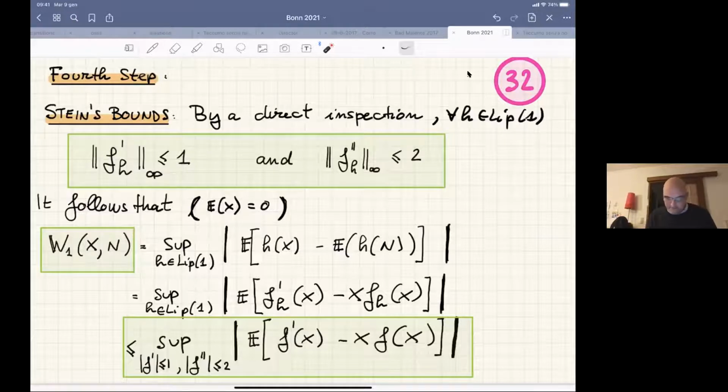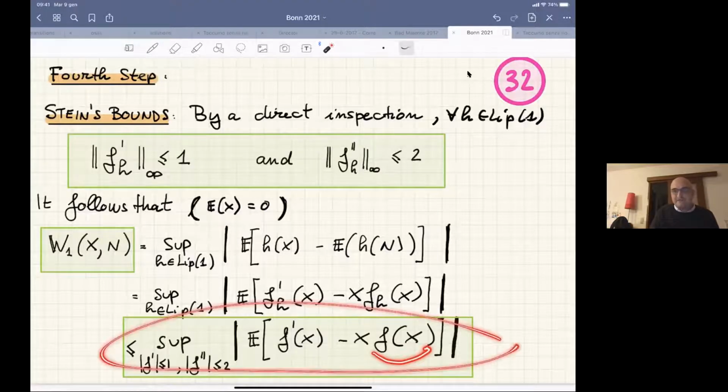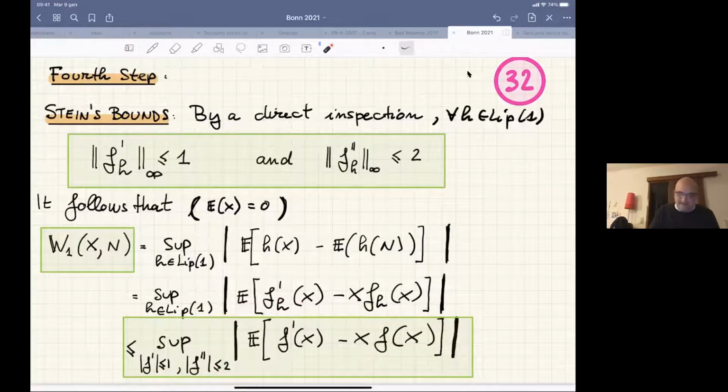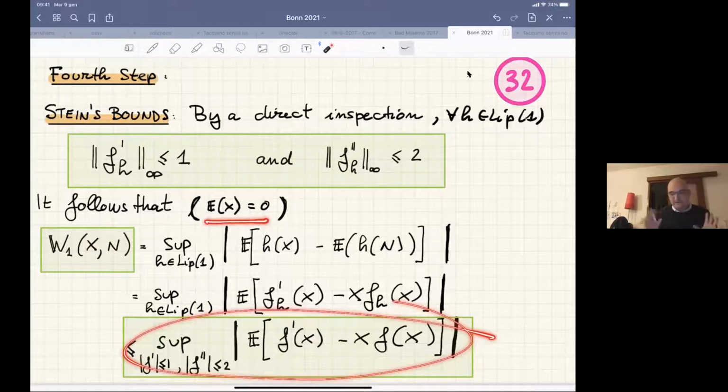Then let me make a remark. If x is not centered, since I'm taking a supremum over functions such that the derivatives verify some bound, I can replace f with f plus c for every real constant c, and therefore this bound becomes infinite if x is not centered. So a necessary condition for this bound to be meaningful is that the expectation of x is equal to 0. Okay, so this is a remark.